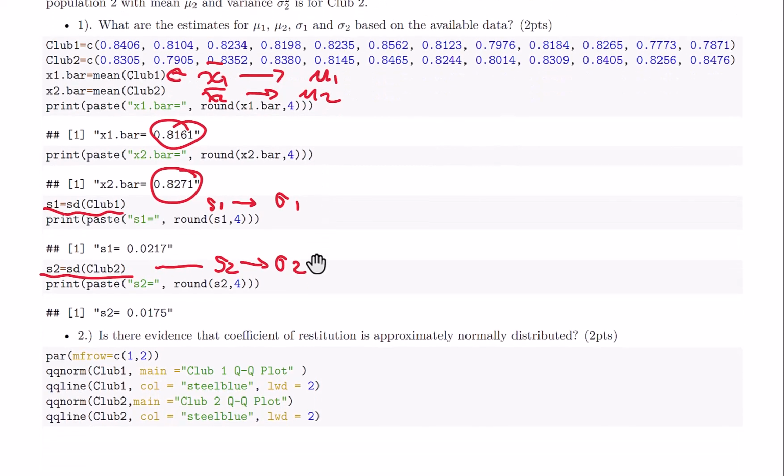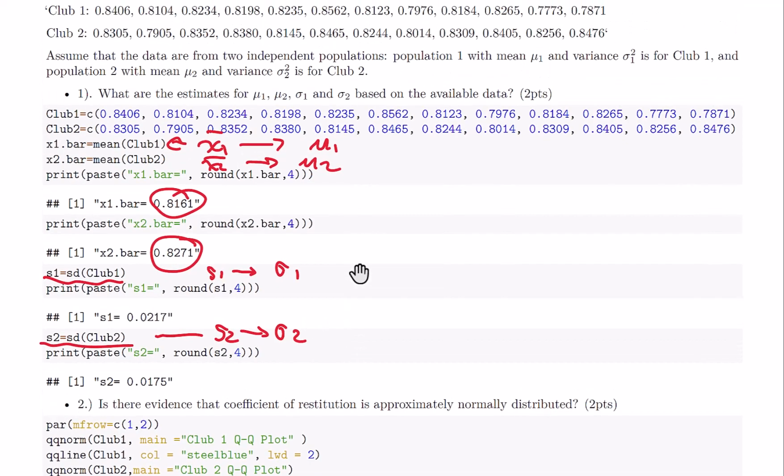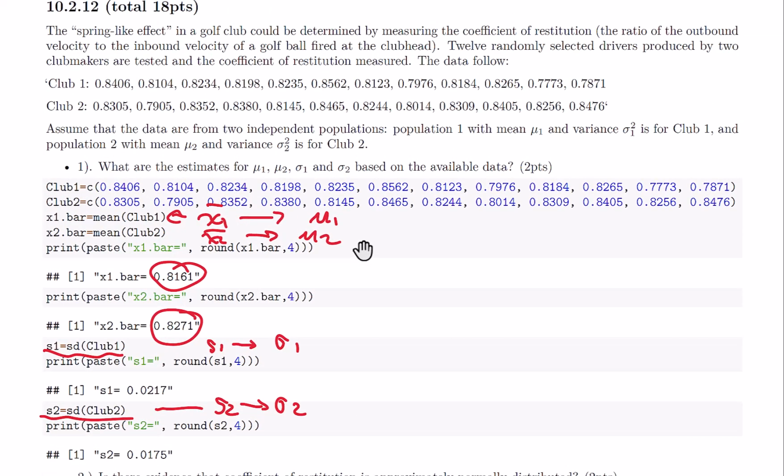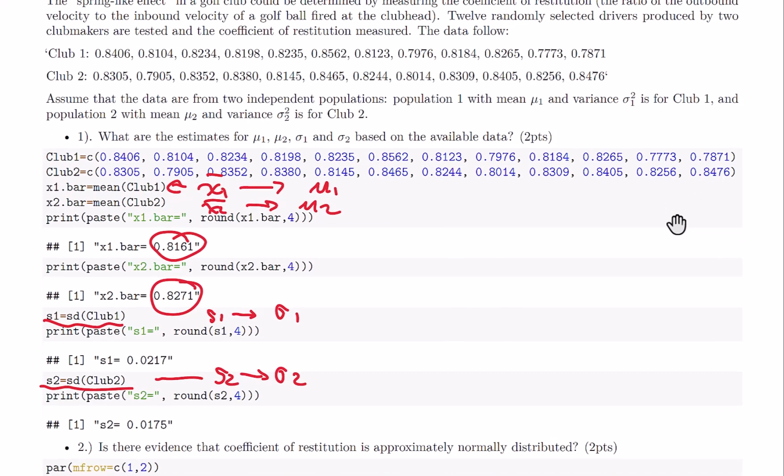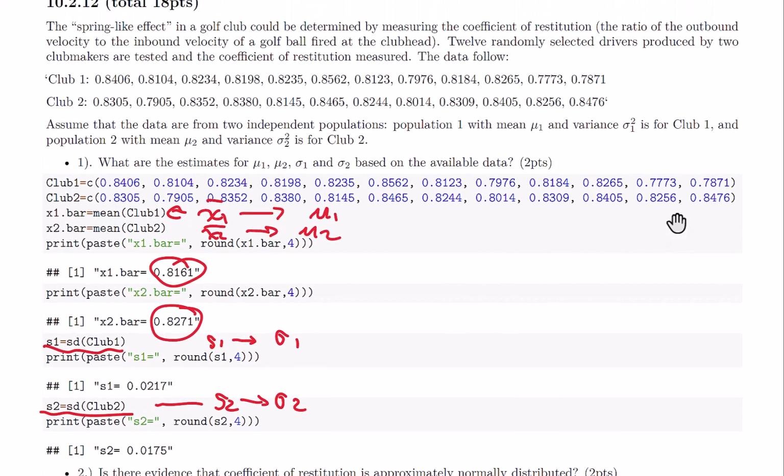Is the evidence that the coefficient of restitution is approximately normally distributed? Remember, for these two sections, if you check the notes, we always say those two populations are from normal parents. In real practice, that's the number we got. You never know whether those numbers are from normal or not, and also we do not have that many numbers.